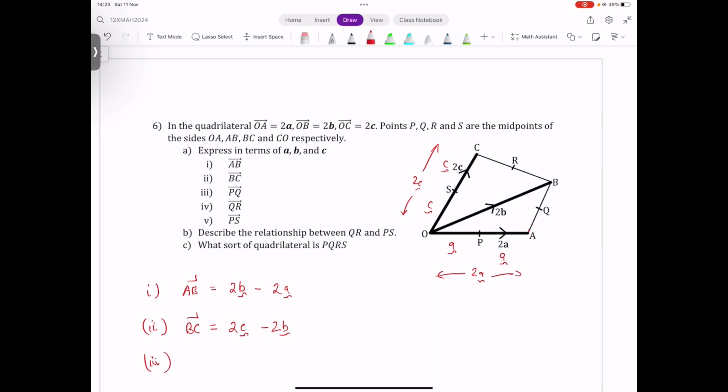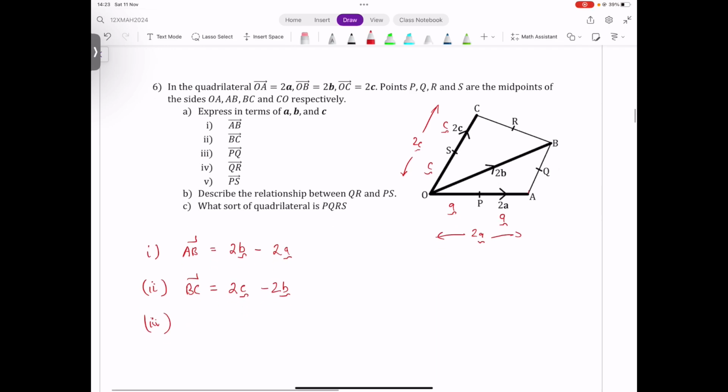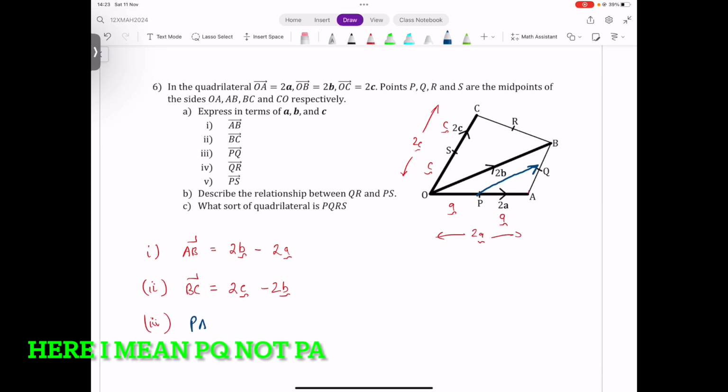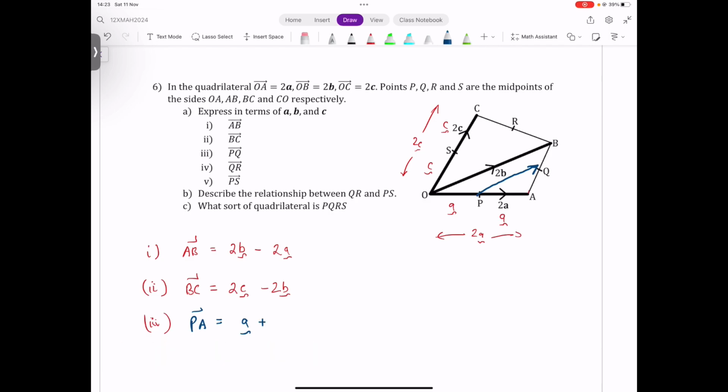Okay, part 3, PQ. So we're going here, P, and up to Q. Well, we already know from P to A is A, because P is the midpoint of the vector OA, and OA is 2A, so half of it is A. So PQ is going to equal, first of all, the vector A, plus, to get up to Q, if you're standing at A, you're going half of AB.